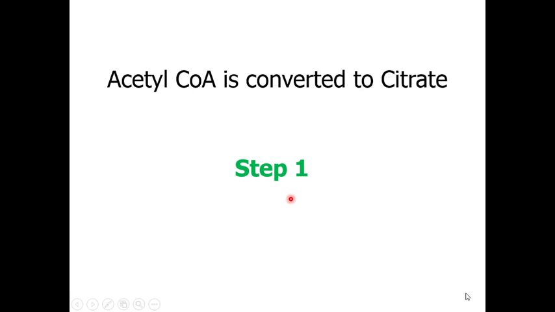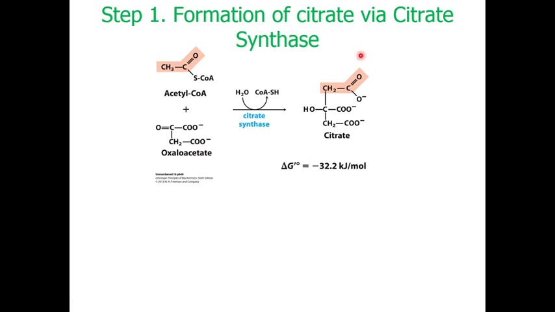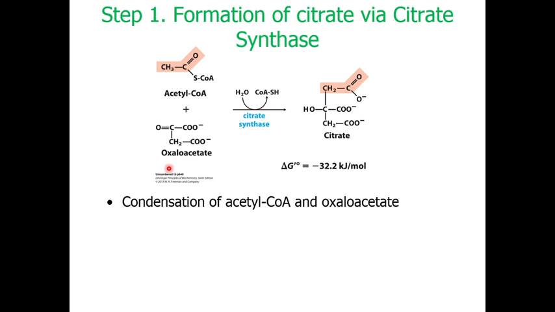The first step of the citric acid cycle involves the conversion of acetyl-CoA to citrate. In converting acetyl-CoA to citrate, the enzyme citrate synthase uses another intermediate, oxaloacetate. This involves condensation of acetyl-CoA and oxaloacetate, and this is the only reaction in the citric acid cycle that forms a C-C bond.